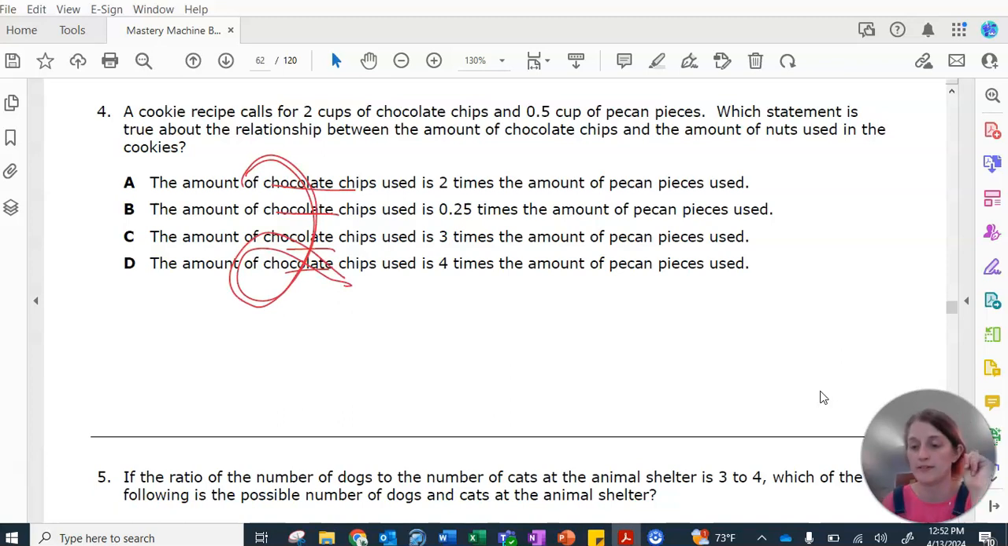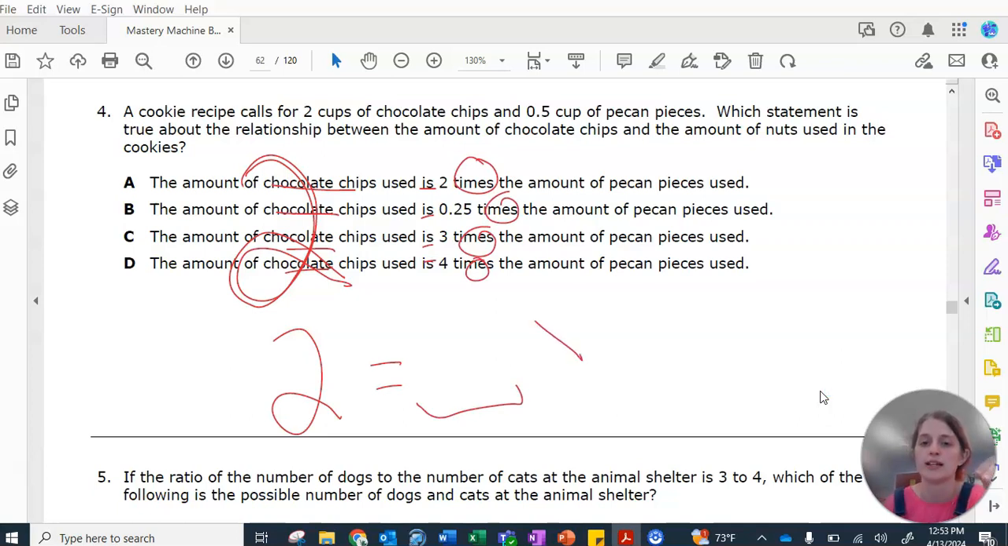I'm going to remember my vocab words for an equation, and everyone has is. So we're basically saying 2 is, 2 equals. They're all multiplicative problems, something, because each answer choice is different, times, and then they all say the amount of pecan pieces, which is 0.5.